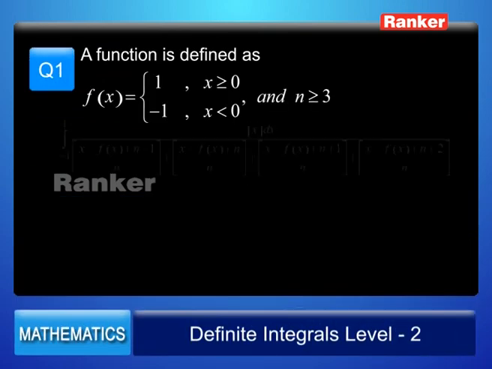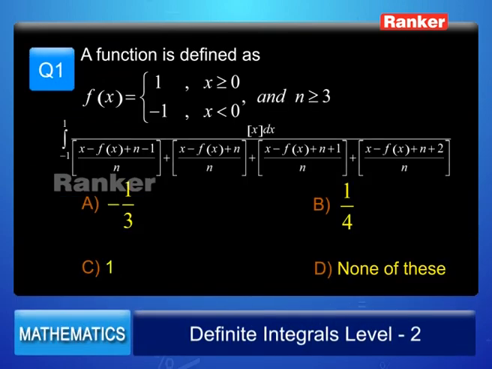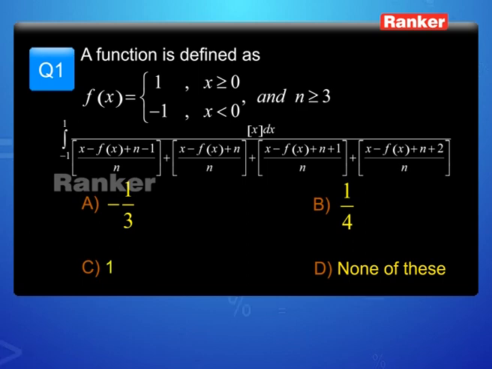First question, a function is defined as f of x is equal to 1 if x is greater than or equal to 0 and minus 1 if x is less than 0, and n is greater than or equal to 3. Evaluate integral minus 1 to 1 integral part of x dx divided by integral part of x minus f of x plus n minus 1 divided by n plus integral part of x minus f of x plus n divided by n plus integral part of x minus f of x plus n plus 1 divided by n plus integral part of x minus f of x plus n plus 2 divided by n.